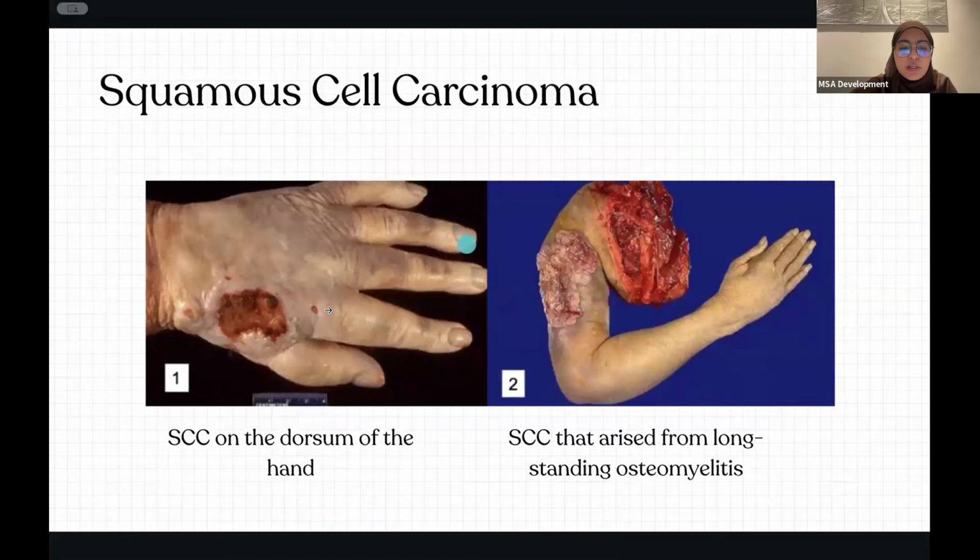Now, squamous cell carcinoma can also be seen macroscopically. Here we have squamous cell carcinoma on the dorsum of the hand. And also here, the squamous cell carcinoma arose from long-standing osteomyelitis, which is an infection of the bone. So from the chronic osteomyelitis, squamous cell carcinoma occurred.